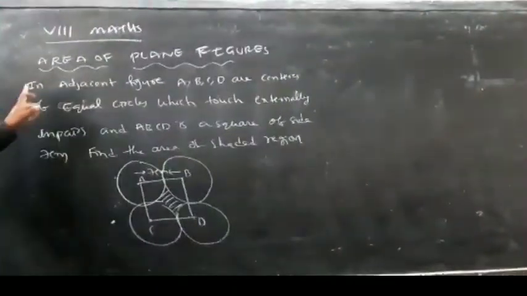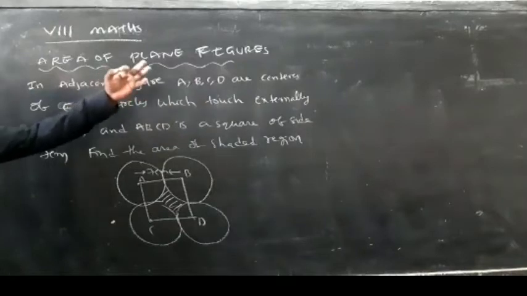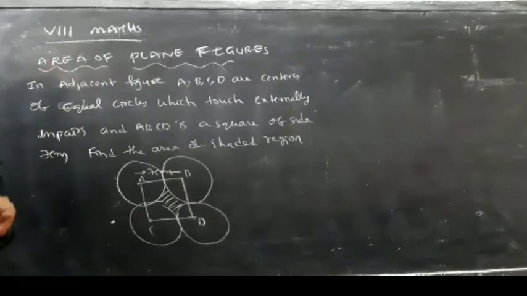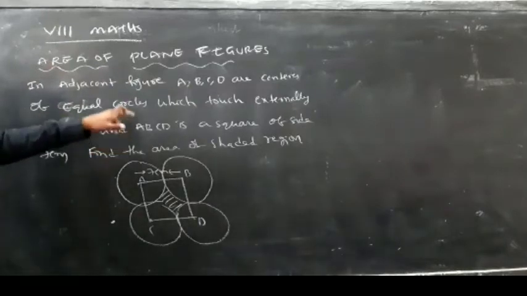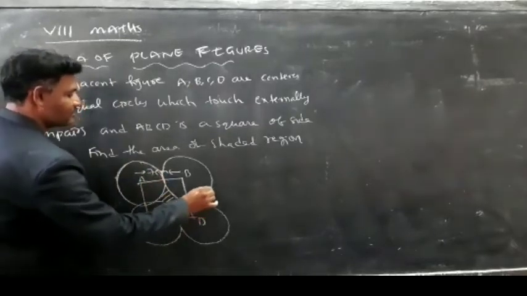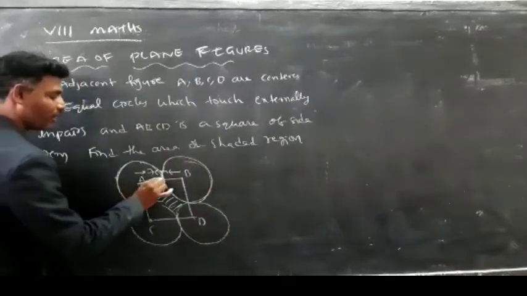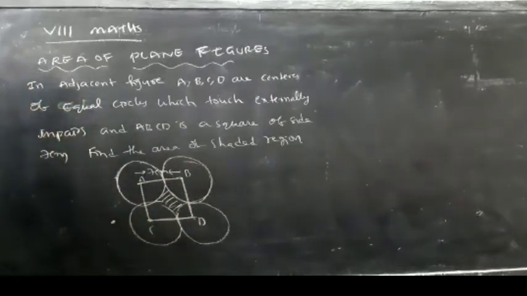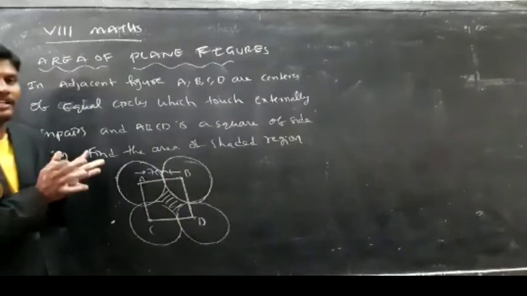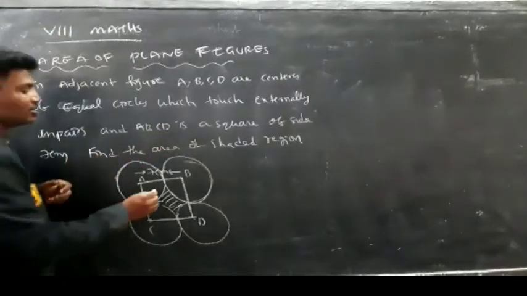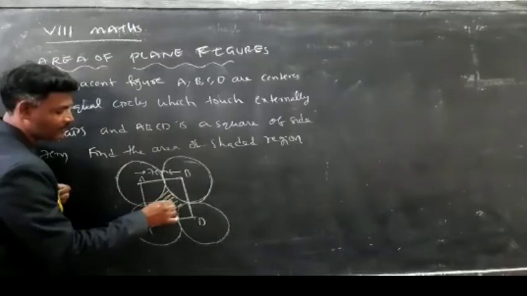In the adjacent figure, A, B, C, D are centers of equal circles which touch each other externally, and ABCD is a square. Here, four circles are touching. By joining the centers of the circles, one square is formed. The side of the square is 7 centimeters. Now you have to find the area of the shaded region.